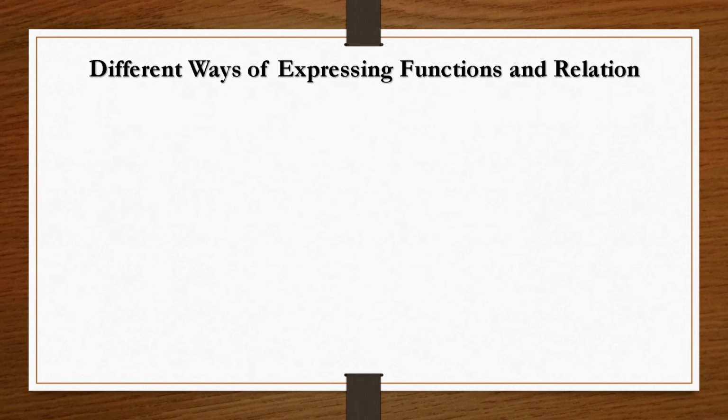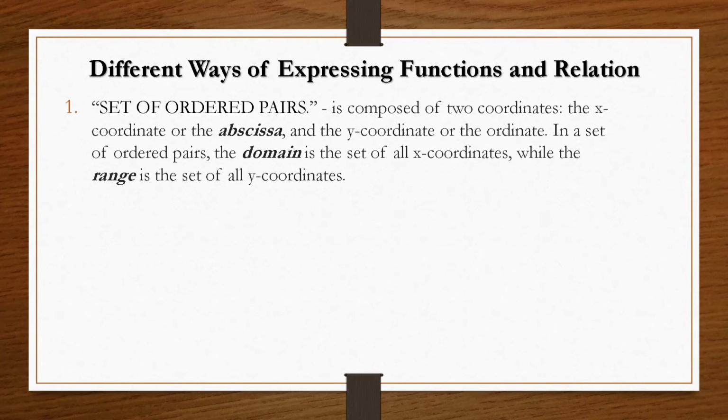So we have different ways of expressing functions and relations. Number 1. Set of ordered pairs. It is composed of two coordinates, the x-coordinate or the abscissa, and the y-coordinate or the ordinate. In a set of ordered pairs, the domain is a set of all x-coordinates while the range is a set of all y-coordinates. Take note, the set of ordered pairs can be considered a function if no common x-coordinates exist in the given set.